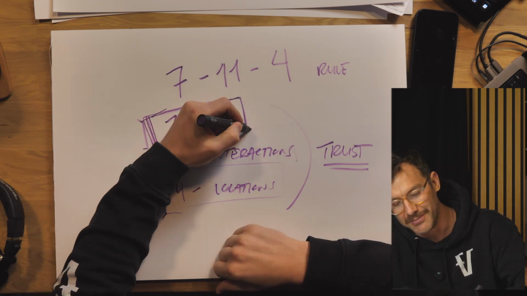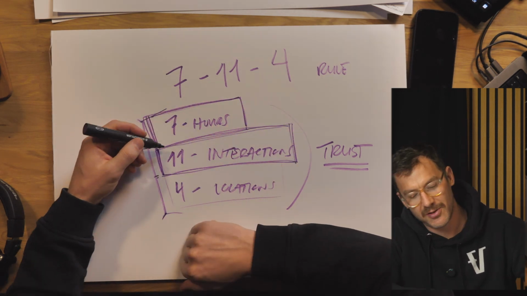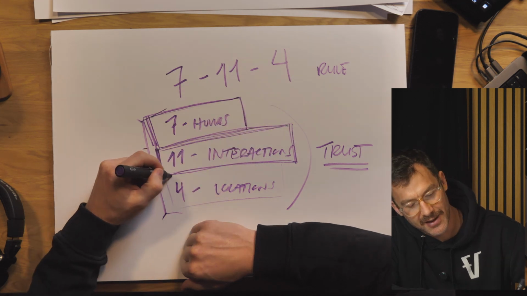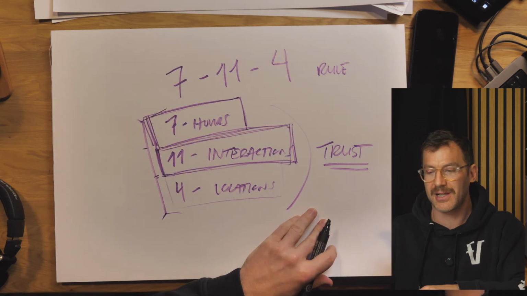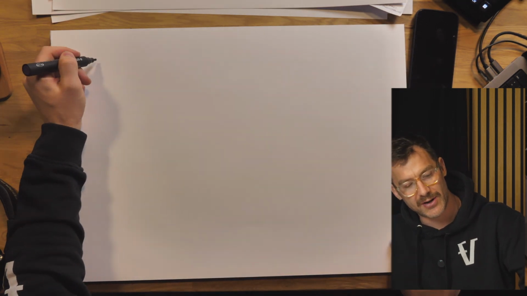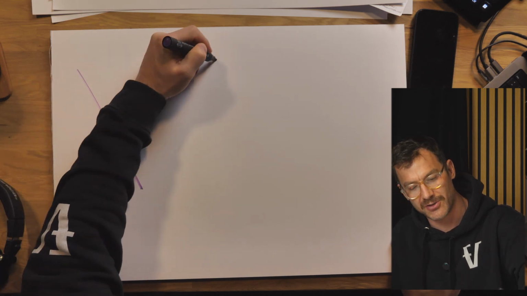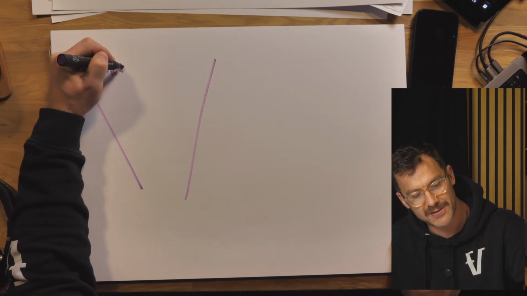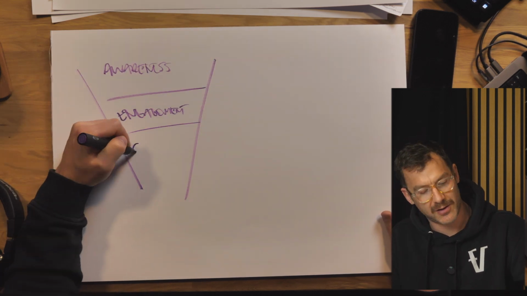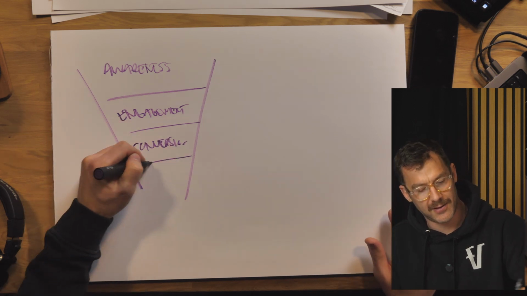11 interactions, boom. What does that even mean? There's interesting ways of thinking of this 11 interactions, right? Because there's a classic funnel. You have this awareness. I'll do two drawings here. So you have the awareness phase, then you have the engagement, then the conversion, and the advocacy.